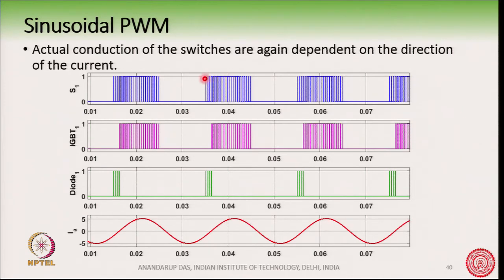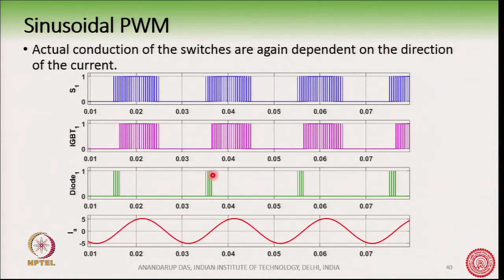So, this is the actual gate pattern of S1. Here you can see these are the gate pulses given to S1, but the IGBT of S1 will actually be conducting only when the current is positive. In spite of giving the pulses for S1 here, the actual transistor will conduct only when the current is positive, whereas if the current is negative, the anti-parallel diode D1 will be conducting.